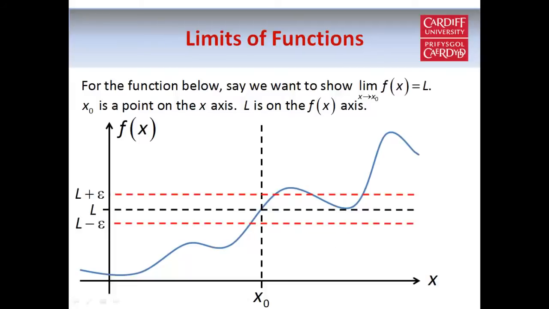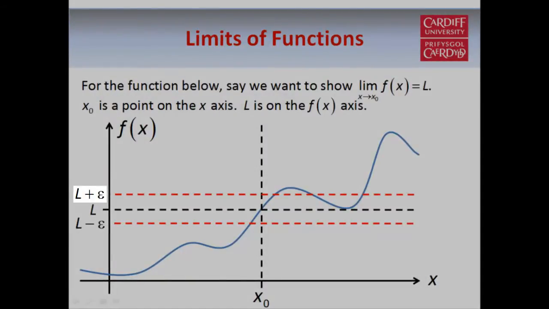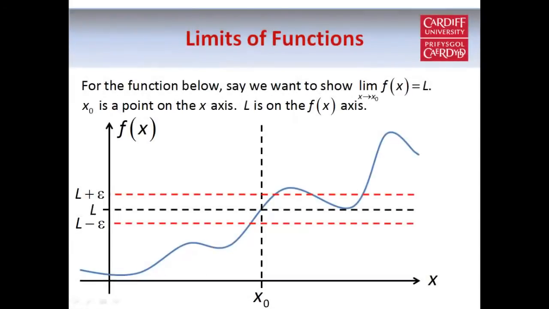So now let's draw two red horizontal lines, and the top red line is at the value of L plus epsilon on the vertical scale, and the bottom red line is at L minus epsilon on the vertical scale. So here we're thinking of epsilon as being a fixed small number. Obviously if epsilon was smaller, the lines would be closer together, and if epsilon was larger, the lines would be further apart. And the space in between the two red lines we're going to call the red zone.